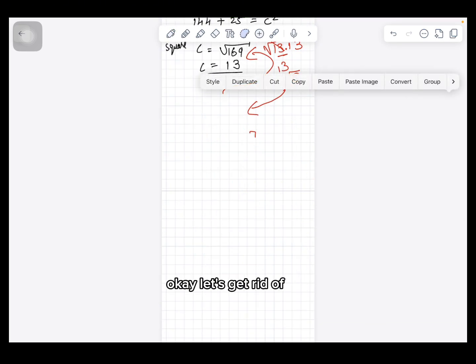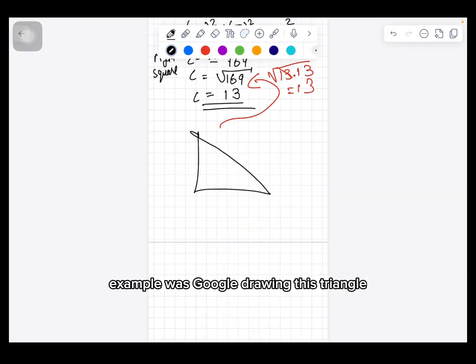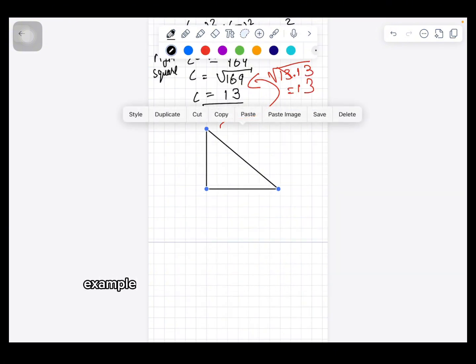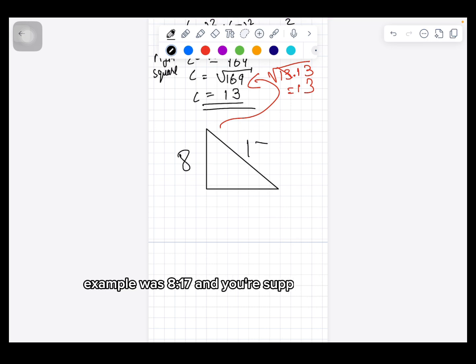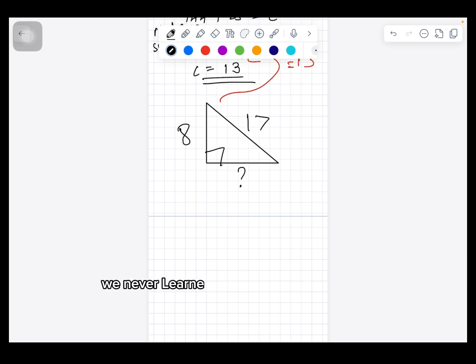Okay, let's get rid of this. Let's do an example, quickly drawing this triangle. The example is 8 and 17, and you're supposed to find this side. It's a right angle triangle. You're finding this side, and you'd be thinking that we never learned about this, but guess what? It's always in this equation.